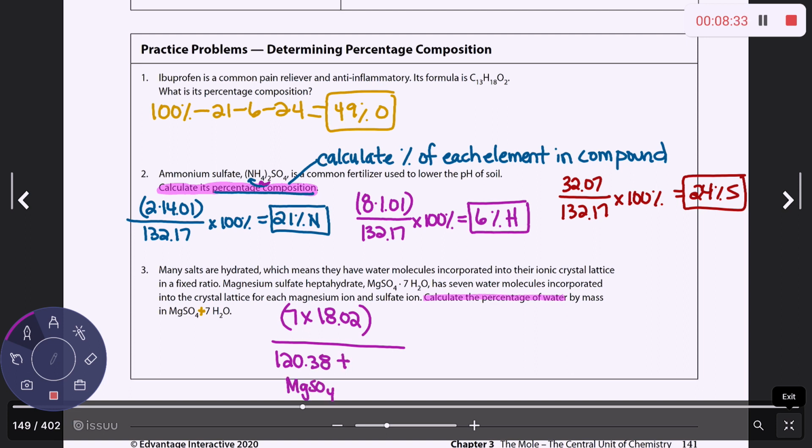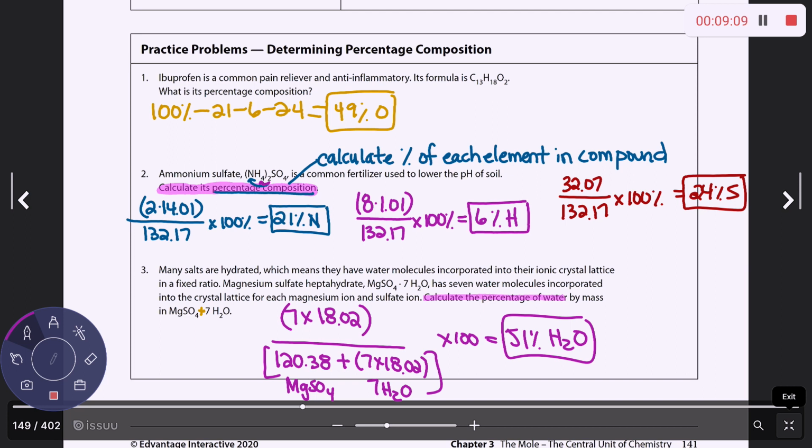And then we're going to add that to 7 waters. So 7 times 18.02. So it looks something like this. And then you multiply by 100. You're going to end up getting 51.1, so 51% water. Okay? Does this make sense? Yes?